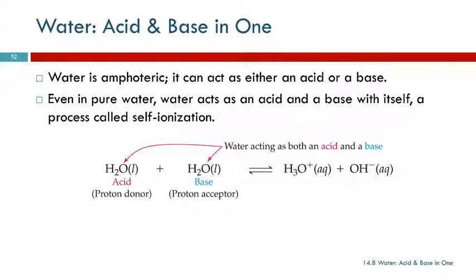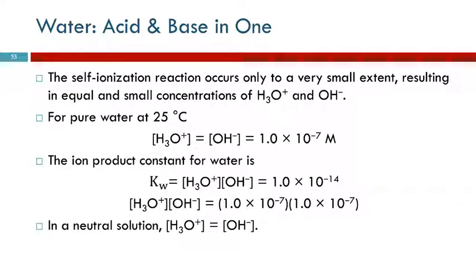Why would it do this? I don't know. Do we expect that it does this a lot? No. Teeny tiny bit. It's like two water molecules are like, hey, why don't we do this reaction? And they do it and they're like, oh, that wasn't very fun, and so they stop. It doesn't happen very much. This is definitely just a partial reaction. This is called self-ionization because water ionizes with itself. Occurs to a very small extent.